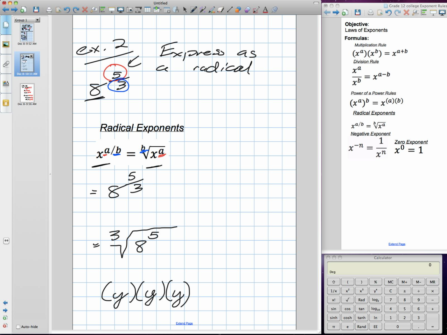Now, I didn't actually ask you to solve this. I just wanted you to express it as a radical. This is in radical form. We have the third root of 8 to the power of 5. Okay, let's say part B of this will be to evaluate it. So we'll get rid of this.